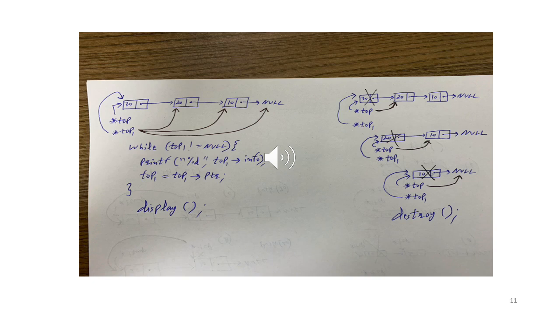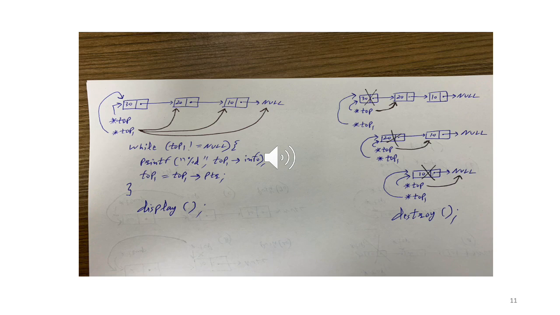printf percentage d top one arrow info. Top one is top one arrow PTR. So it's quite simple. Initially top one points to the first node to the left with info 30. Is it null? Of course it's not null. We have a valid memory address in top one, right? That's guaranteed. So we printf top one arrow info, which will print 30.